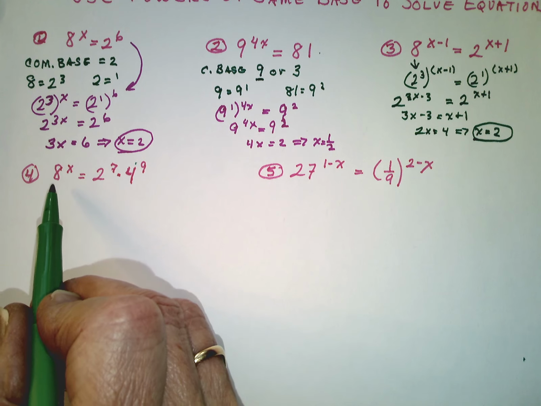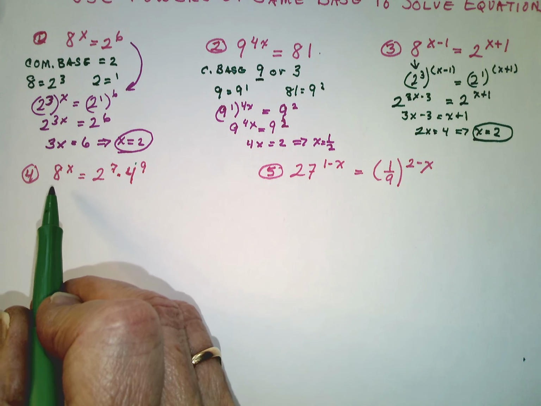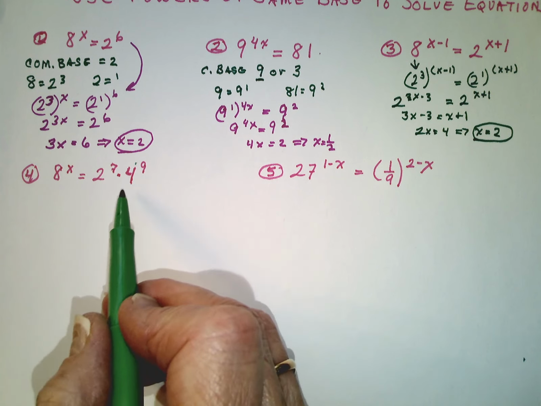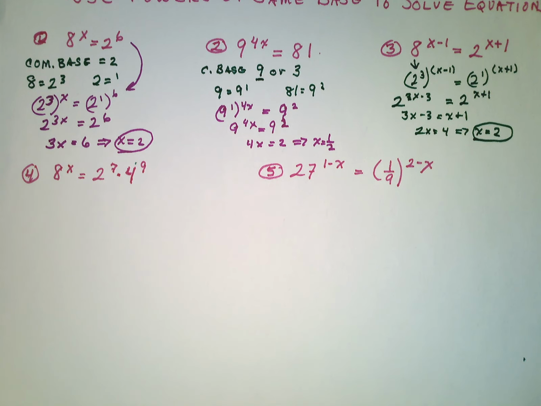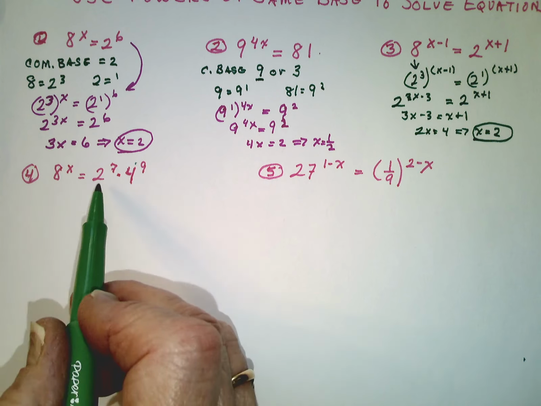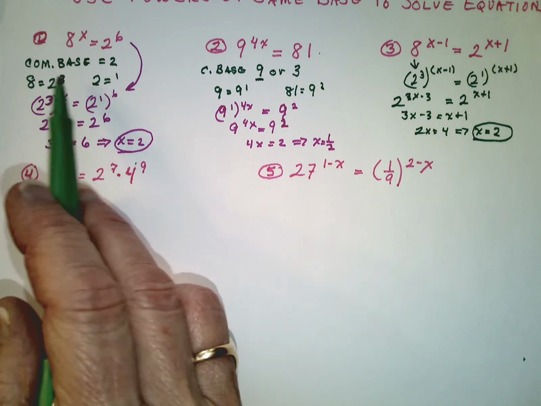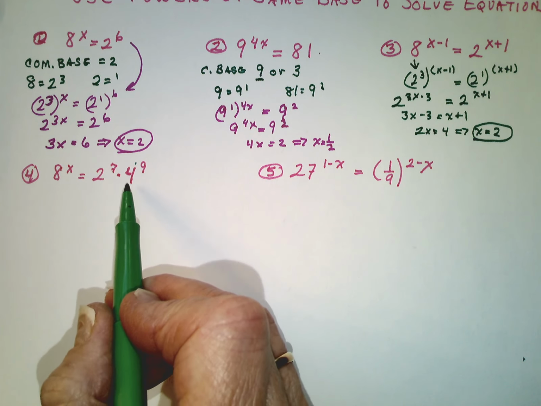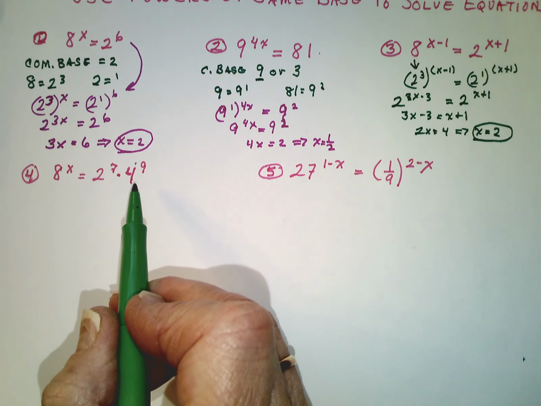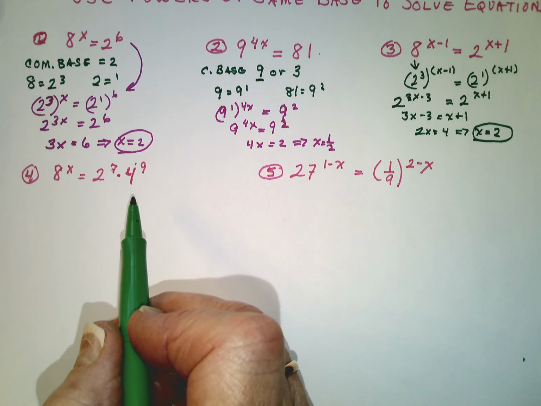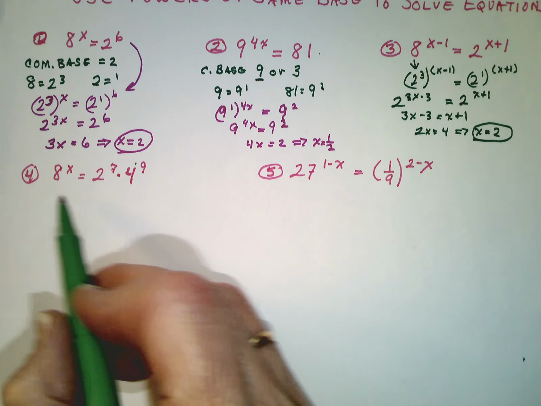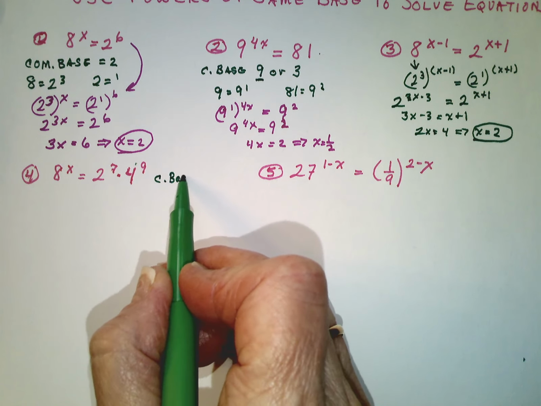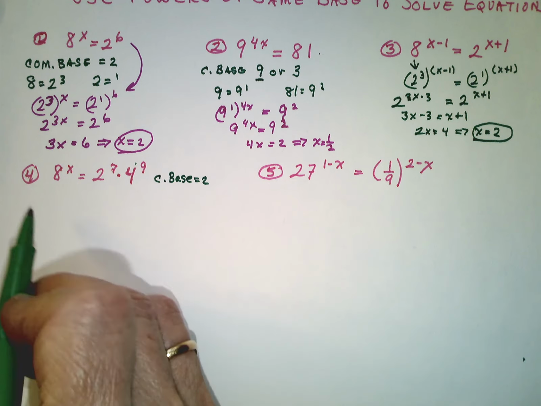We need a common base, something that when we raise it to a power, it'll come out to 8, raise it to a different power, it'll come out to 2, raise it to a different power, it'll come out to 4. Now we already know for 8 and 2, our common base was 2. If 4 can also be written as a power of 2, then 2 will work for all three of them, which it does. Our common base here is going to be 2 again.